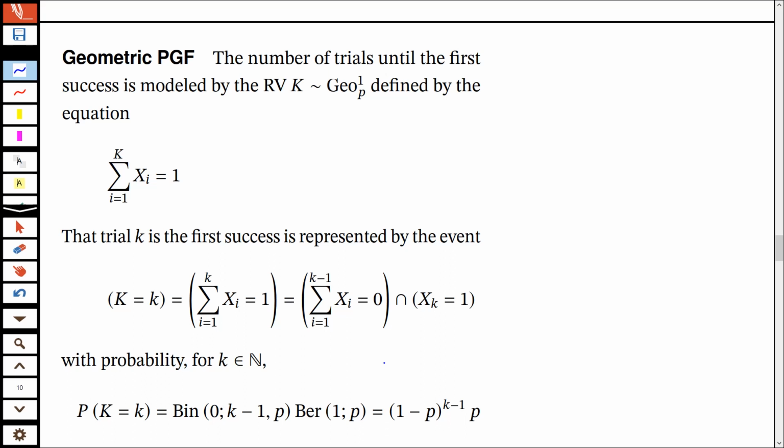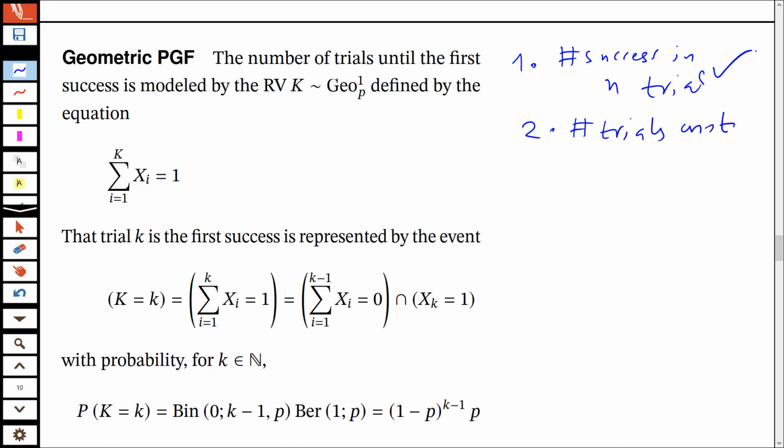Let's move on to the second question. So the first question in that list was, remember, we were actually interested in 4 quantities. One of the quantities was the number of successes in a fixed number of trials. Let's say n is fixed. So we are done with that. That is the binomial distribution. The second quantity of interest is to count the number of trials. So you keep trying and you count the trials until you get your first success. So the number of trials until your first success.